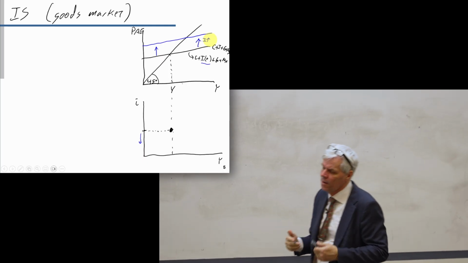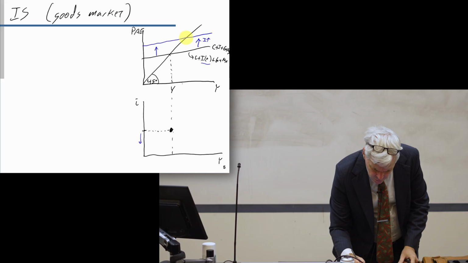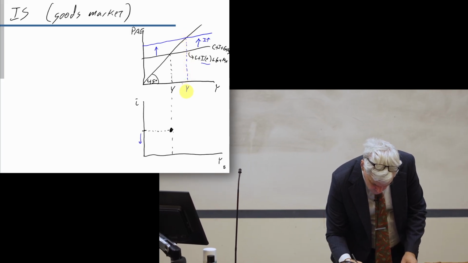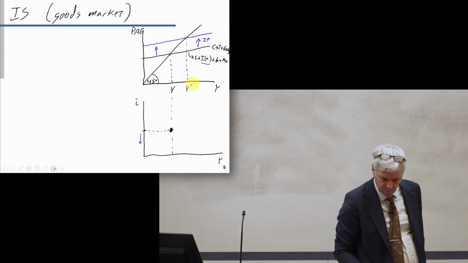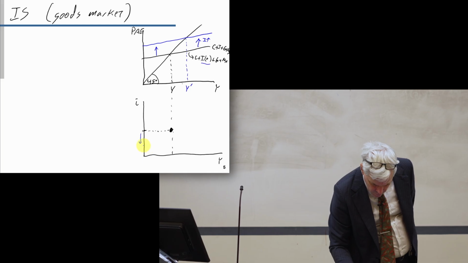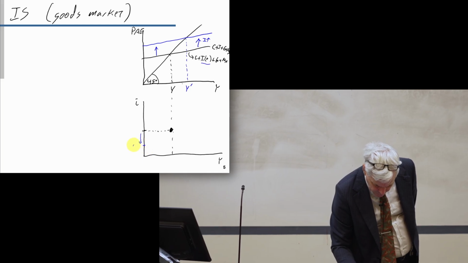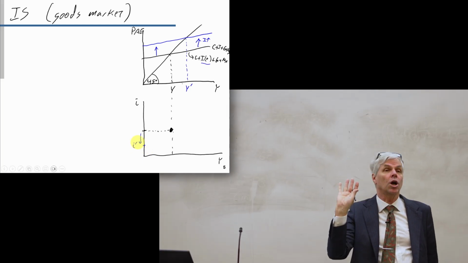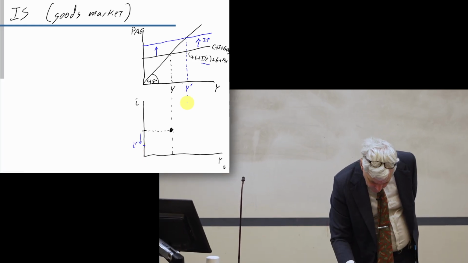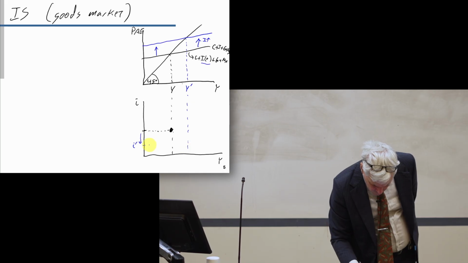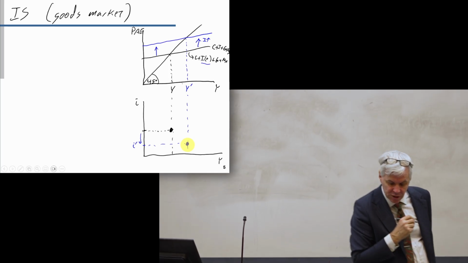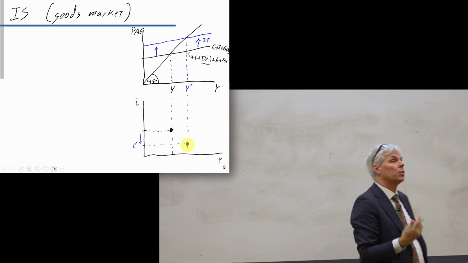If I do that, we get a new level of output, called y prime. And so I can carry that down. I have this new interest rate that I arbitrarily picked. Totally arbitrary, I just forced it, right? And carry that down, go to where? Right. And that gives us a new point. That is also an equilibrium.